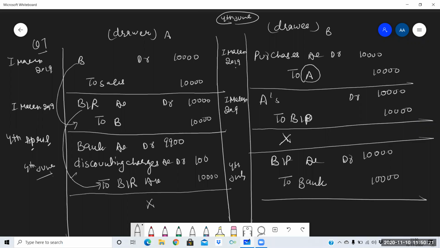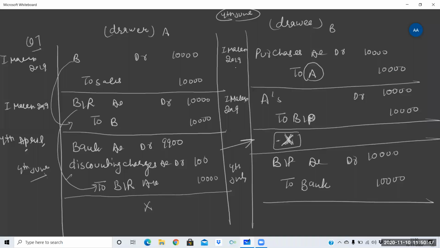Clear. I have put a cross because at the time of discounting of the bill, no entry will be passed in the books of B. So that's why I have put a cross for better clarity, so that one thing must be clear in your mind that no entry will be passed. Doing the cross is not compulsory. I have marked one cross just to make you understand that no entry will be passed.